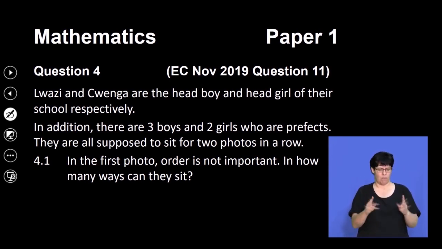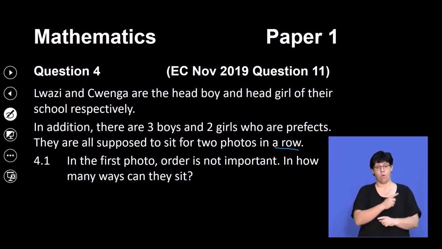I think this row means that they're sitting in a row, not that the photos are happening in a row, but it probably means that as well. But effectively, there's going to be a head boy, a head girl, and then 5 other students or prefects who are all sitting in one row. All right, so the first question.